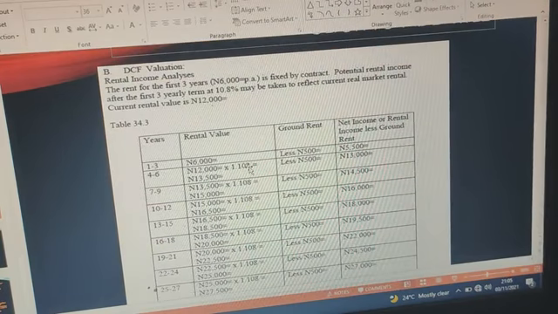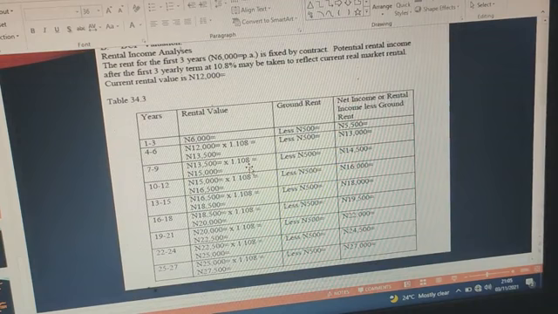DCF valuation. Rental income analysis. The rent for the first 3 years, N6,000 equals per annum, is fixed by contract. Potential rental income after the first 3 yearly term at 10.8% may be taken to reflect current real market rental. Current rental value is N12,000 equals. Table 34.3. Years, rental value, ground rent, net income or rental income less ground rent.